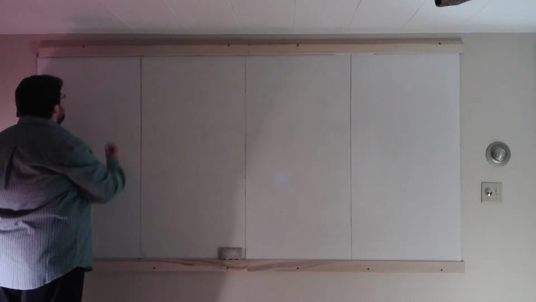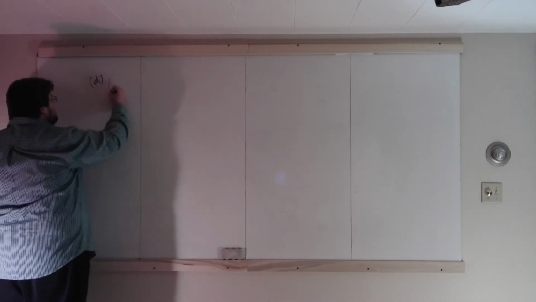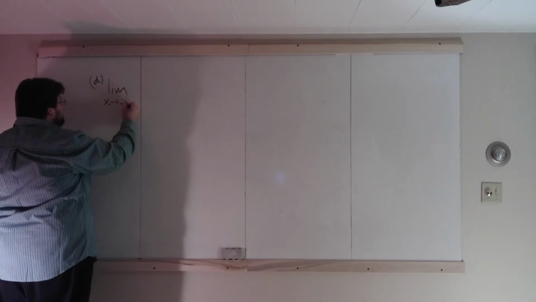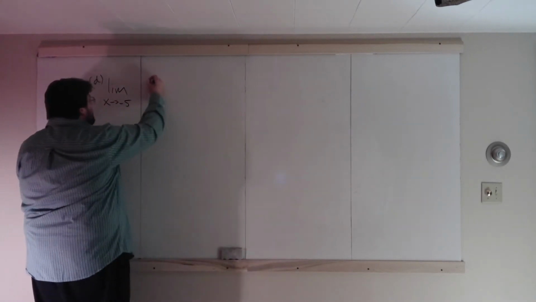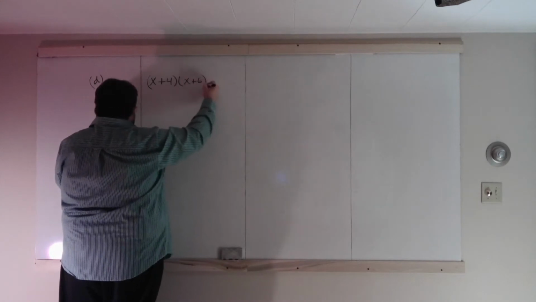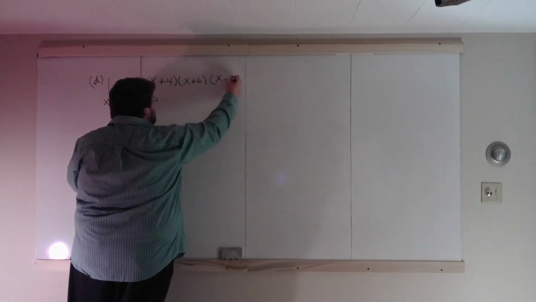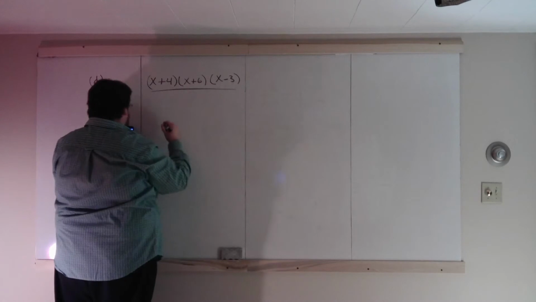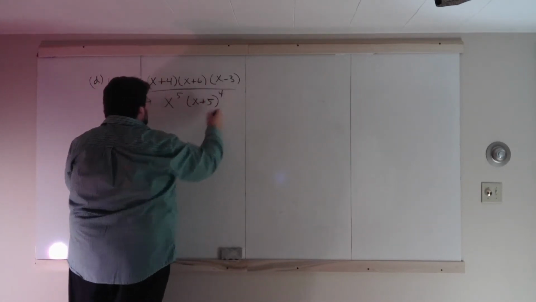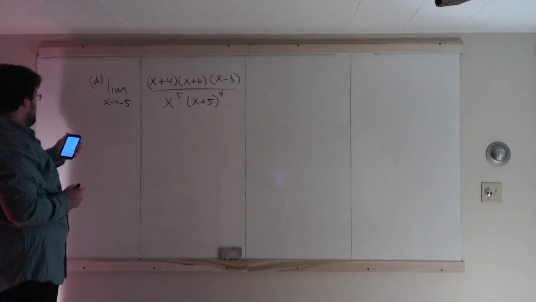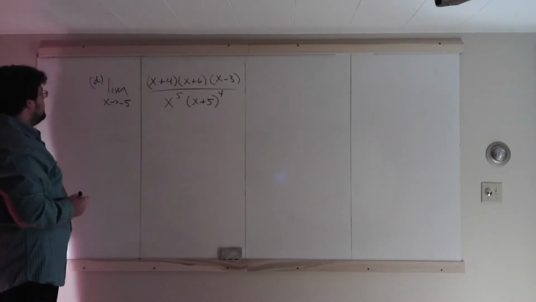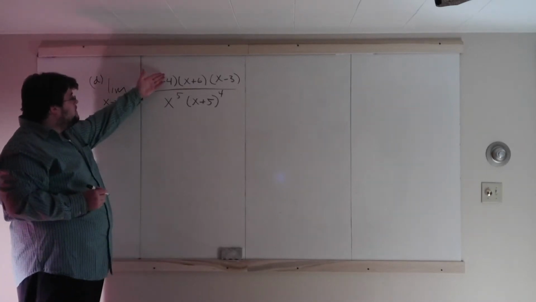Part D. Limit as x approaches negative 5 of (x plus 4)(x plus 6)(x minus 3) over x to the 5, (x plus 5) to the 4. Now, right here, notice if you do a direct substitution, you will get a number over a 0.